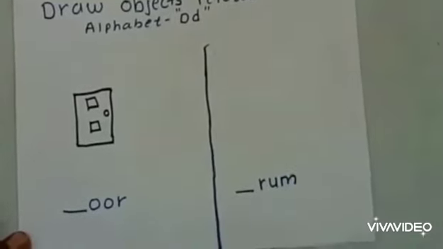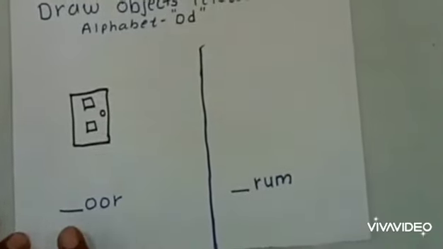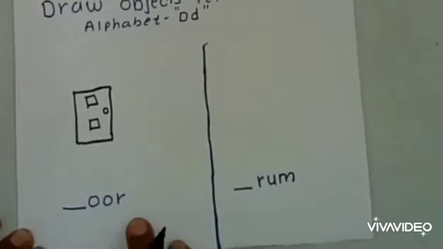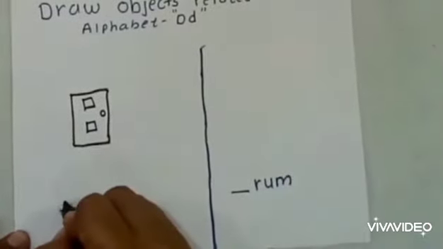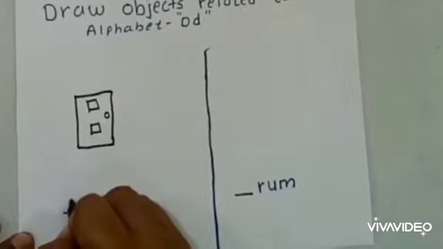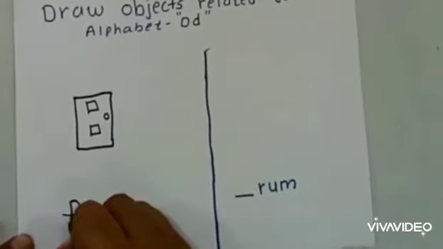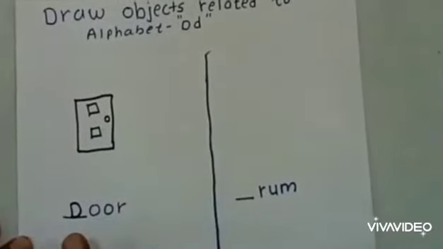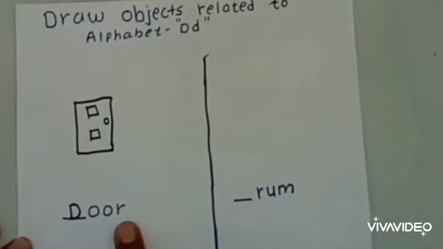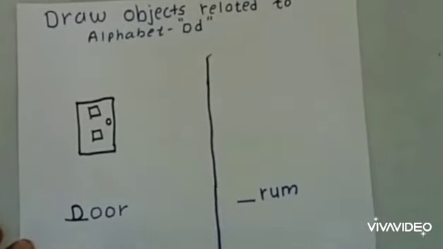So we will write capital D in this space. We write capital D. So D says door. D says door.